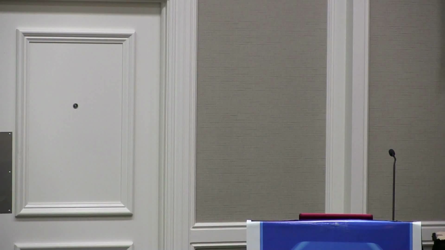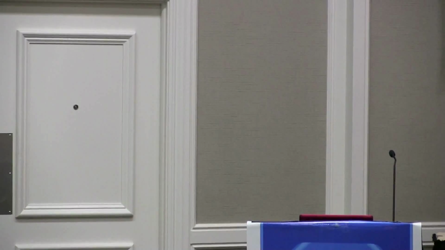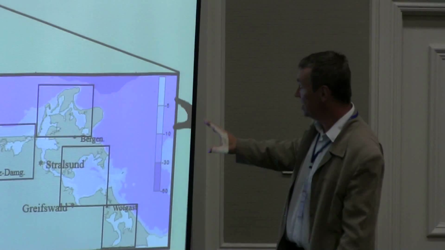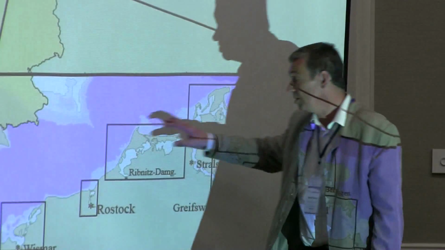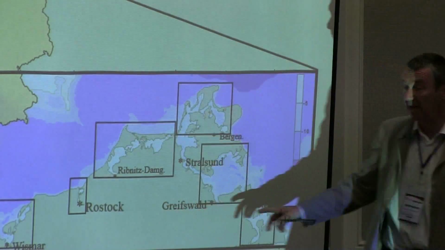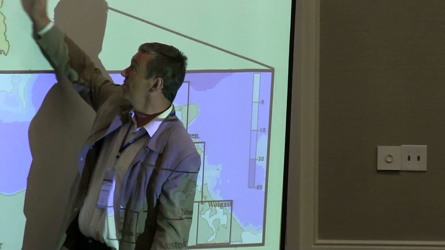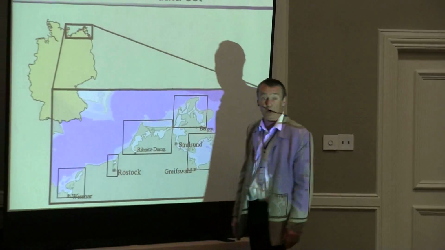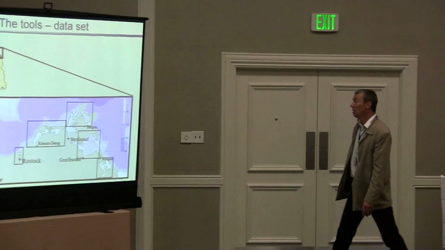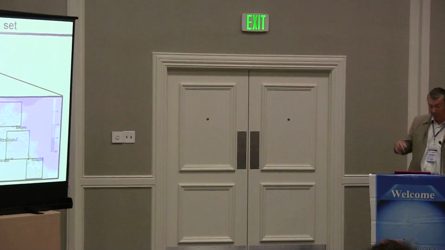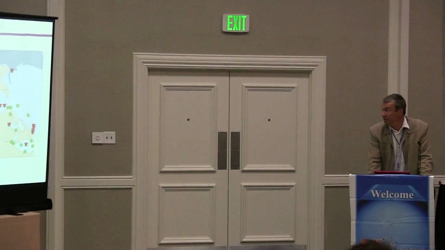So let's look for the tools using an example. This is Germany, and this is the North Sea area where Denmark comes, and that's the Baltic Sea area. And the example area is the coast of the Baltic. It's the state of Mecklenburg-Vorpommern, which is part of the former GDR, so here would follow Poland. So it's the eastern part of Germany. And these are the areas which were studied.